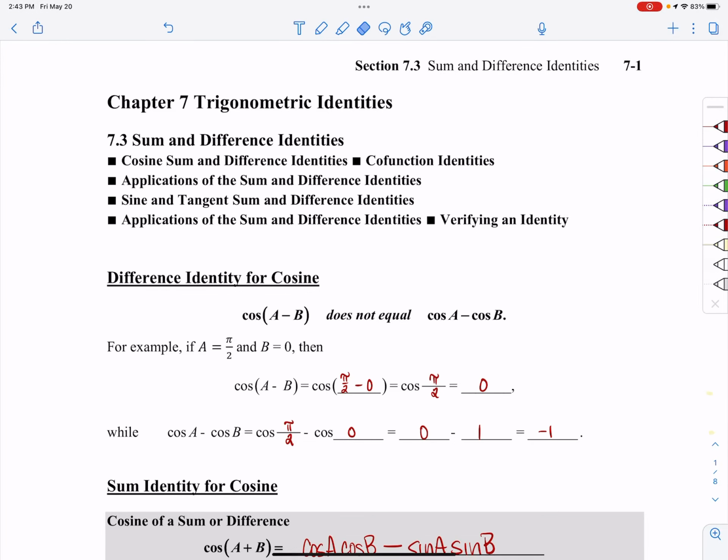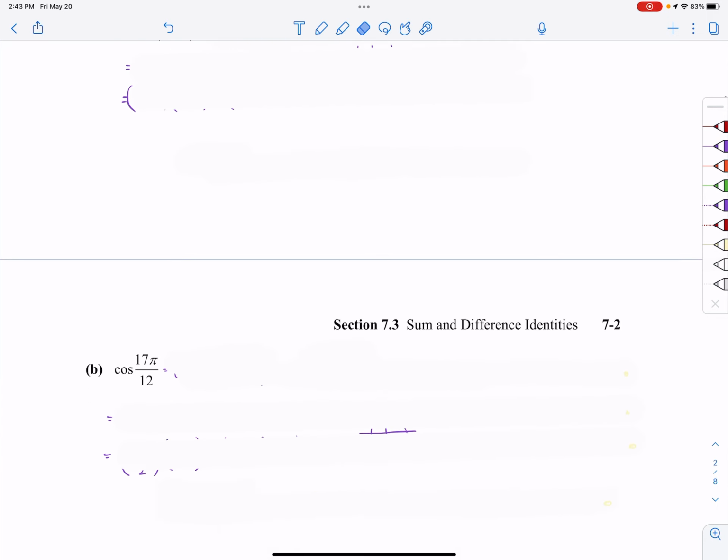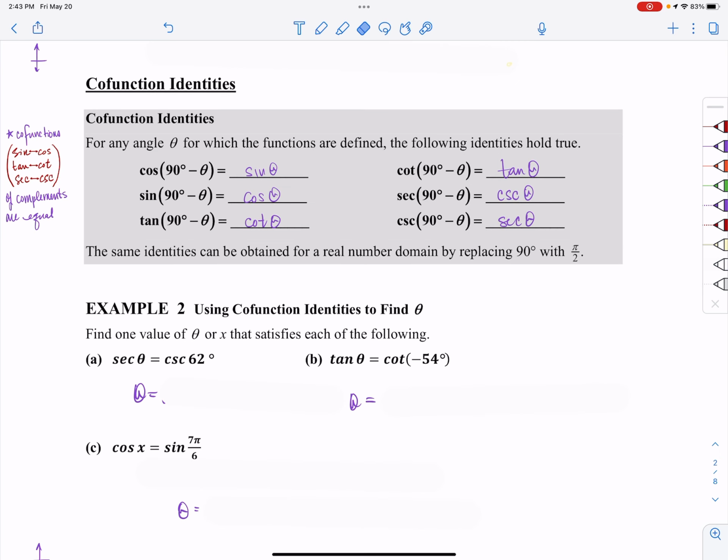This is the second video that I'm going to do, and I'm going to once again go a little bit out of order. So I'm going to skip example 1 temporarily. If we go down to this box called the Cofunction Identities, I want to do this and then I'll work on example 2. I'll stop that video and then come back and start working with example number 1. So just a little bit out of order from what we normally do.